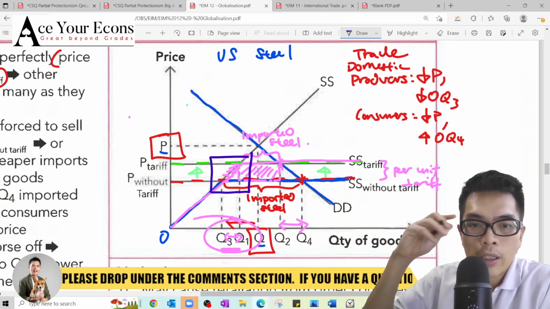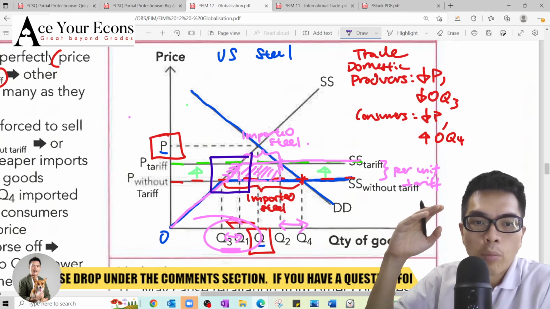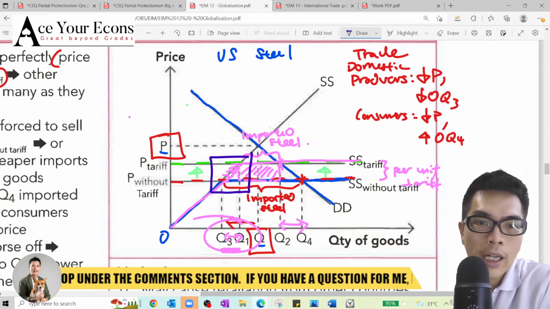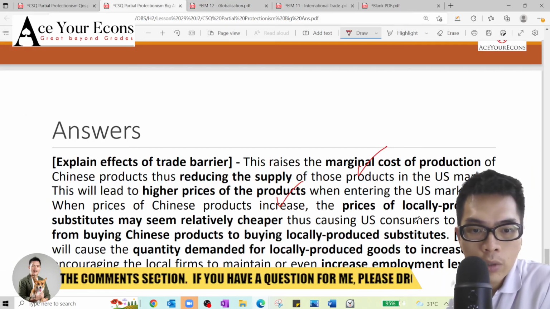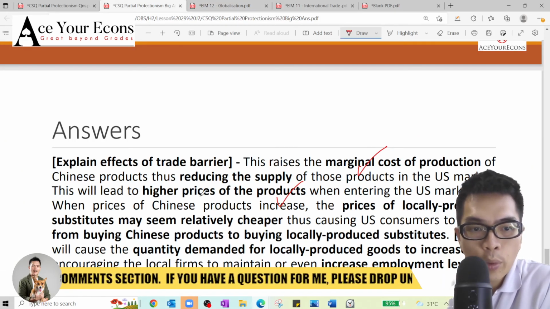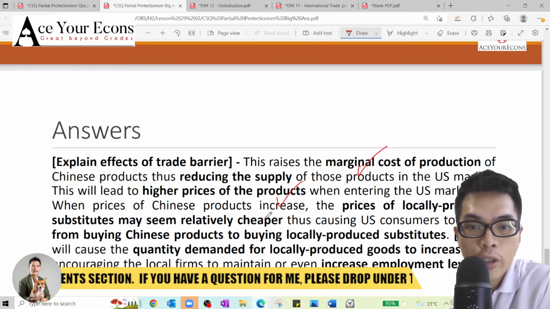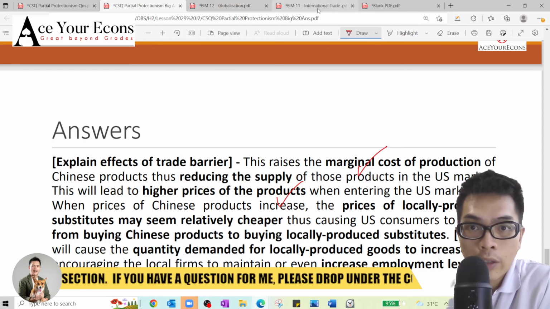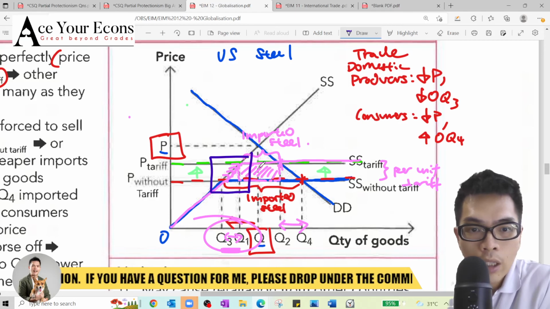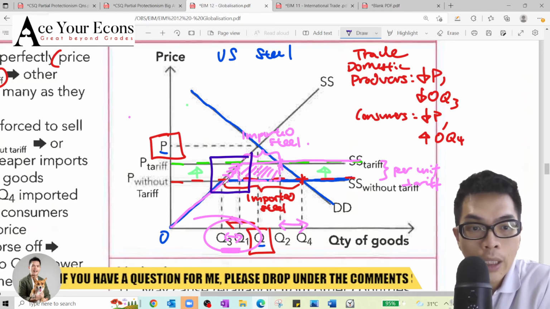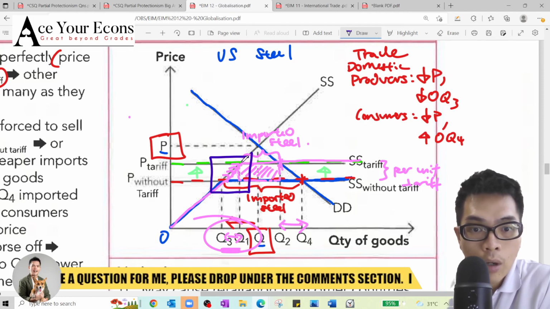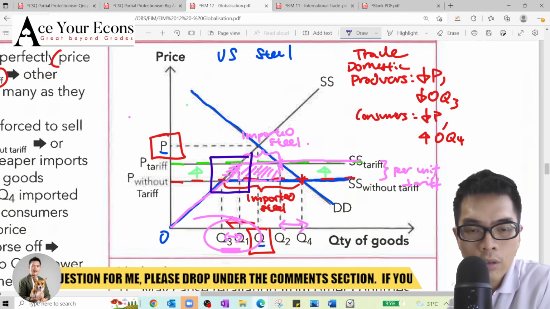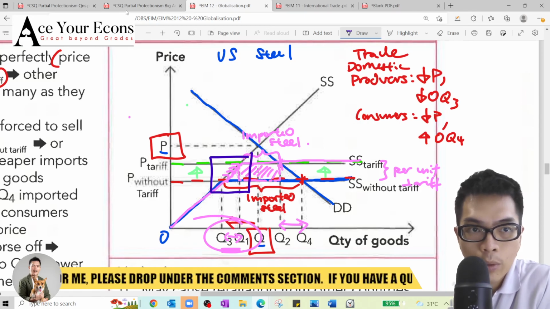So it simply tells us that when the price of your imports goes up, this actually shelters domestic producers. The price of locally produced substitutes may be relatively cheaper now. Relatively cheaper means as compared to P without tariff. Now P with tariff is more costly as compared to P without tariff. So domestic producers can utilize this opportunity to increase their production.